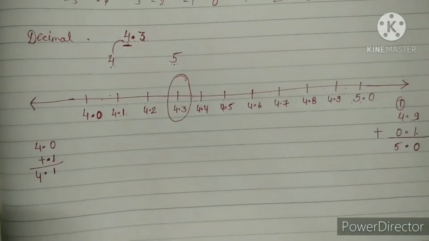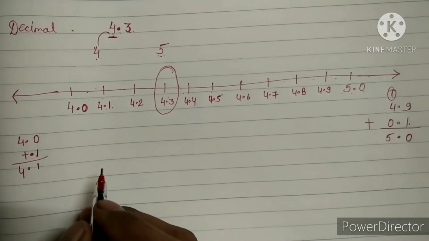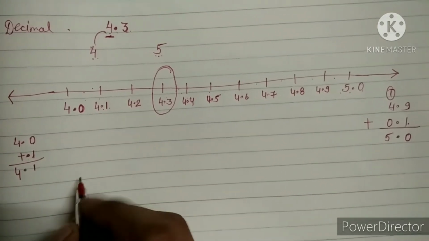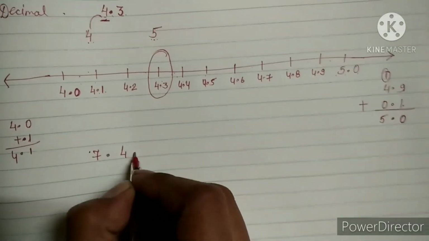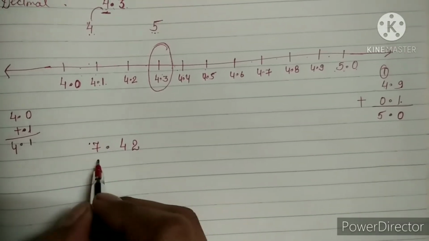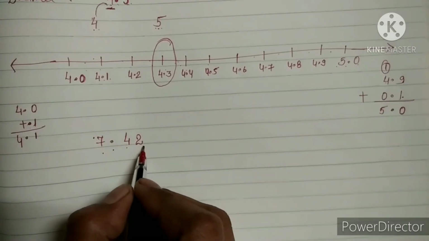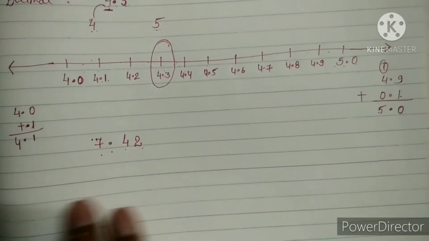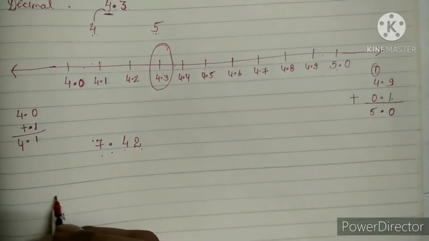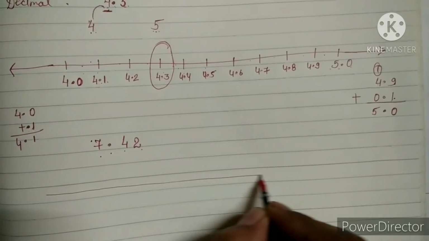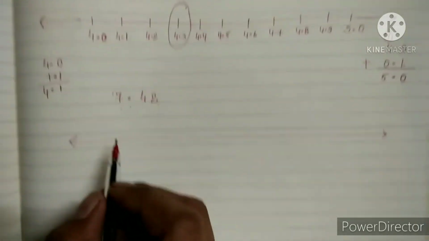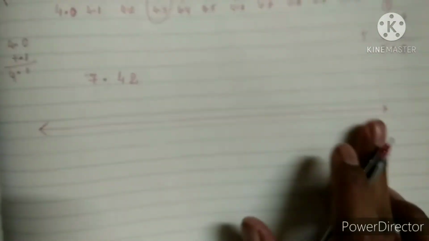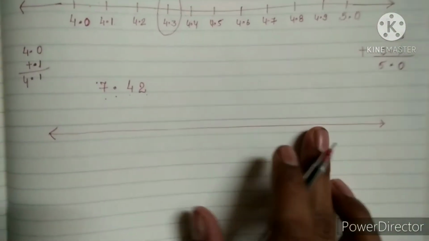One more example we can take. Any number we can take. If I am taking 7.42, with the help of a scale you can draw the straight line. Here I am explaining in the rough copy, that's why I am drawing with only a pen. You can draw it with the help of a proper scale and pencil.